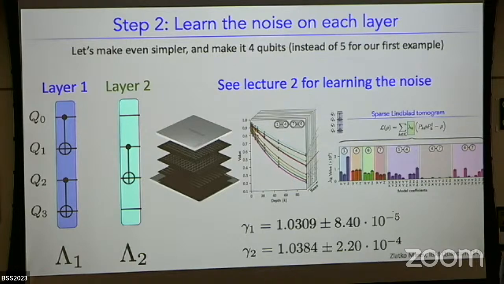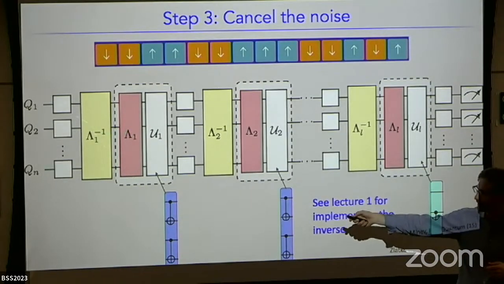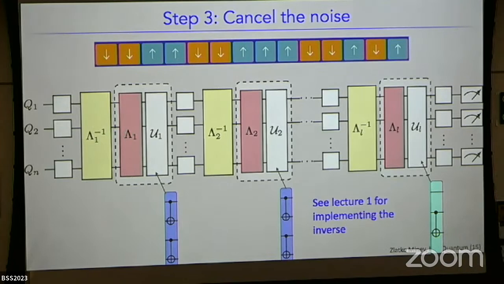Okay, great. Some big picture questions here. So now we've learned the noise for the two layers. We know what the gammas are. Now, we've decomposed our circuit into a digital quantum circuit. As you remember, each layer here has a noise channel, lambda, that comes with it. So here's our two gates. What we want to do is to implement lambda inverse.